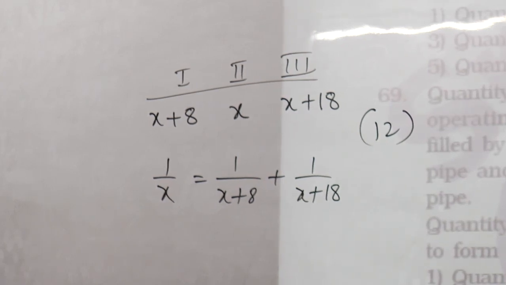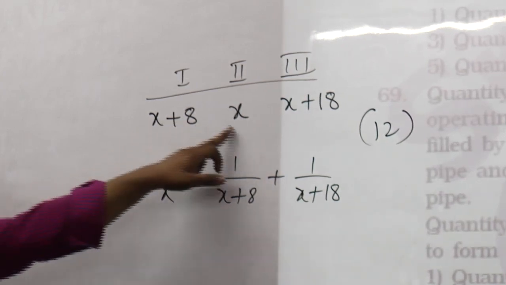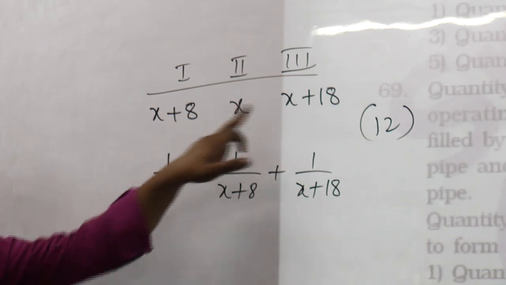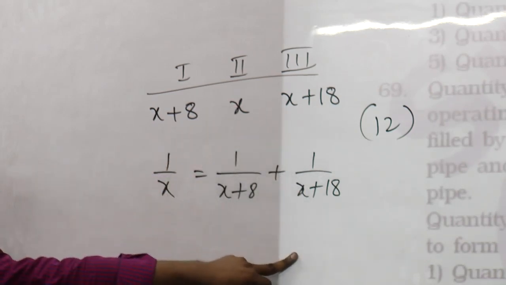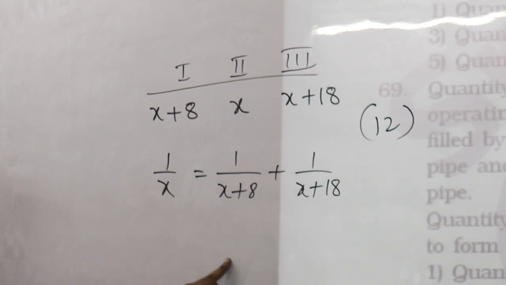Did you understand my point? The last point. 12, 20, 30. 1 by 12 is 1 by 20 plus 1 by 30. Yes. 1 by 12 is 1 by 20 plus 1 by 30. Right, quantity 1 is 12.